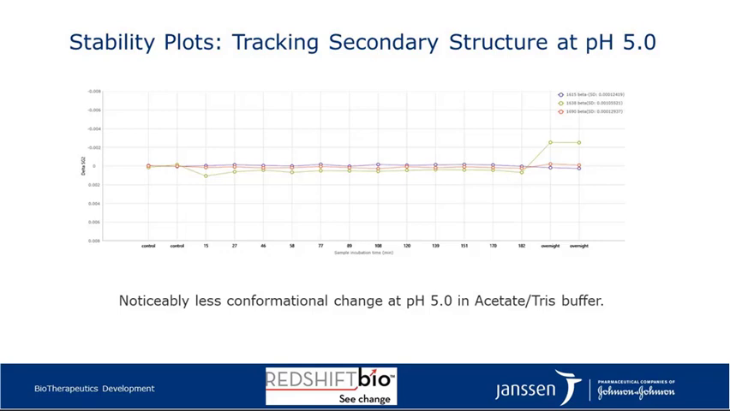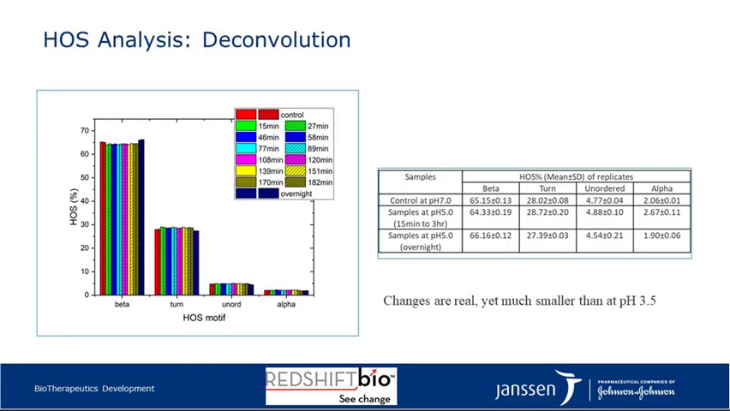We did see this overnight shift in, again, that 1638 beta sheet signal. When we deconvolute the data, and what we have here is a higher ordered structure analysis of this data, you see a very, very small conformational change.